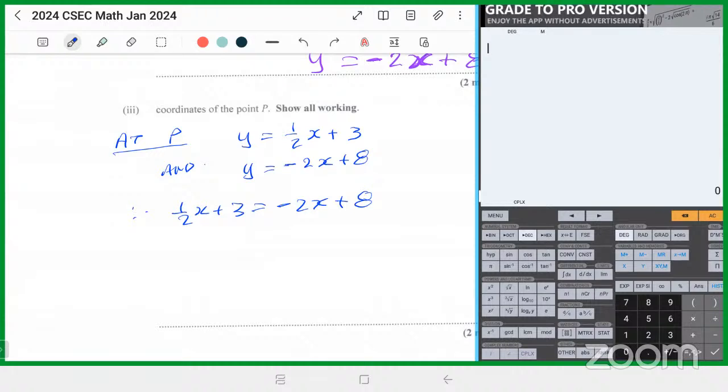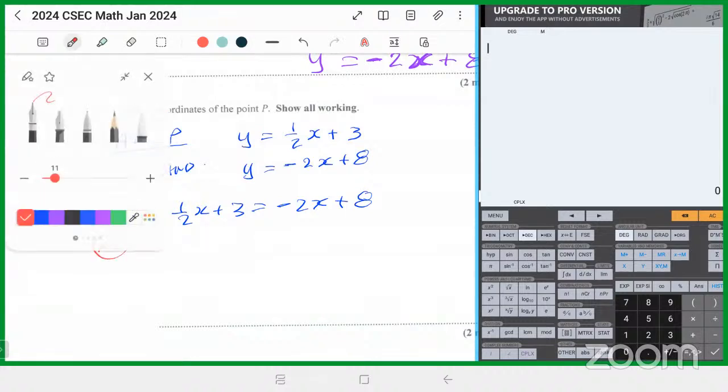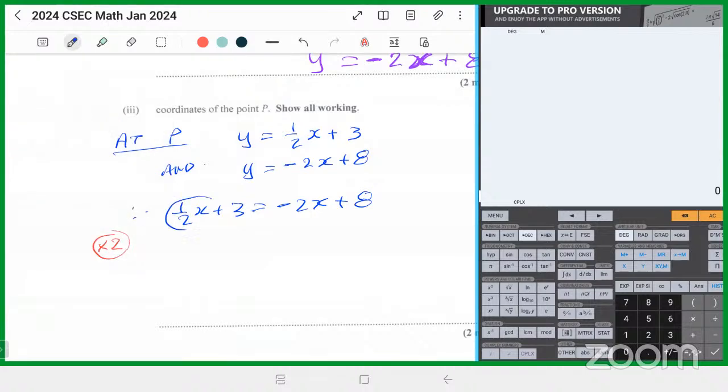To solve this, the first thing I'm going to do is multiply by 2 to get rid of the fraction. Let's work it through. Multiply by 2 first, to get rid of the half. Multiply this by 2, it becomes an x. Multiply this by 2, it becomes 6 equals, multiply this by 2, I get minus 4x. Multiply this by 2, I'm getting 16. And this x comes over here, added to this one, becomes a 5x.